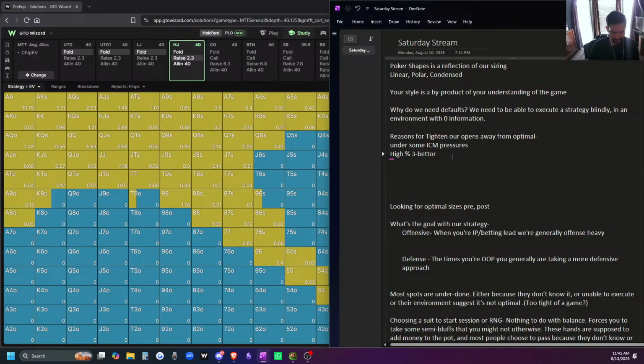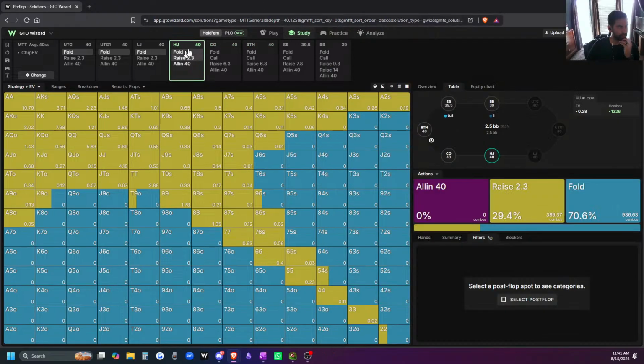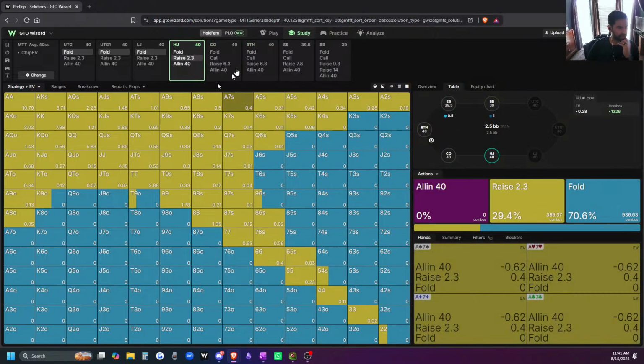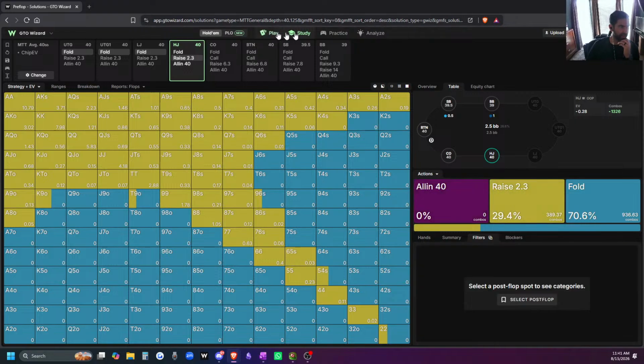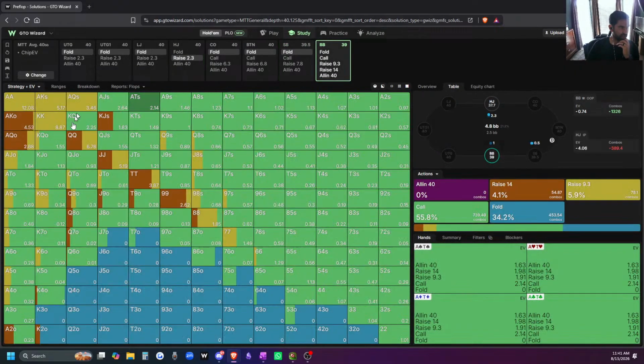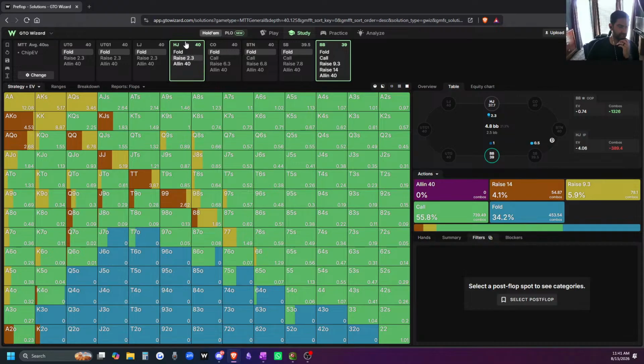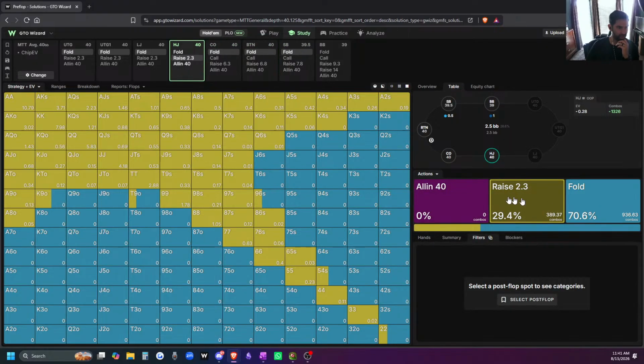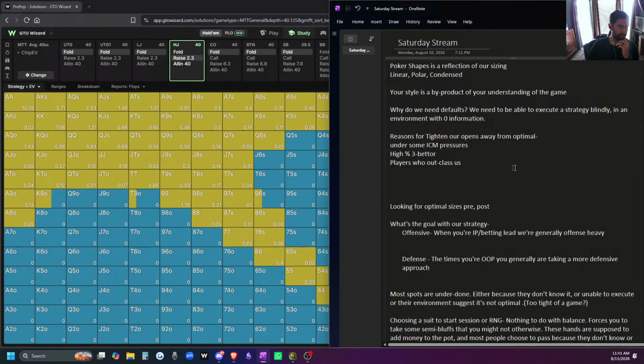I will add just players who outclass us. If I'm playing the best in the world, even let's just say I'm the hijack. If the best in the world's sitting on the button, I'm less than 29.4%. If he's big blind, I'm not going too much tighter, but he's going to find a lot of 3-bets. He's going to find a good amount of check raises, optimal amount of check raises. He's going to put me in some bad spots that maybe other players wouldn't. So that's another reason I think we would tighten our range. Okay. Anything else?